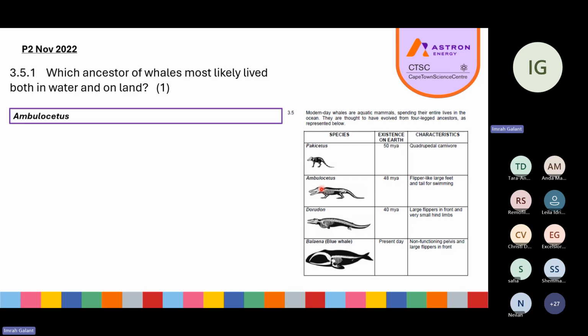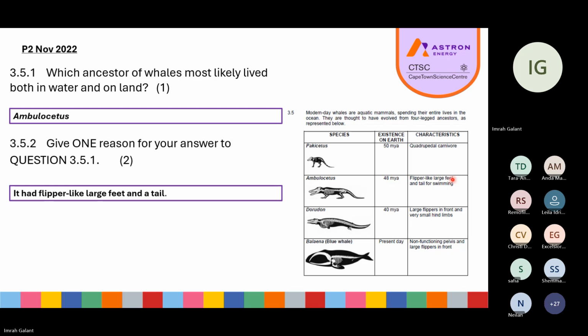Now, the next question asks, give one reason for your answer to question 3.5.1. So they most likely lived both in water and on land because they had flipper-like large feet for walking and they had a tail for swimming. Okay.